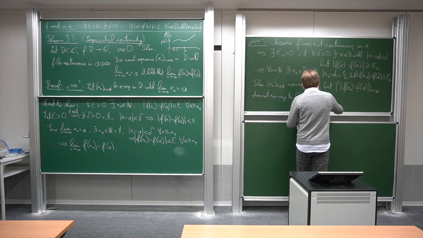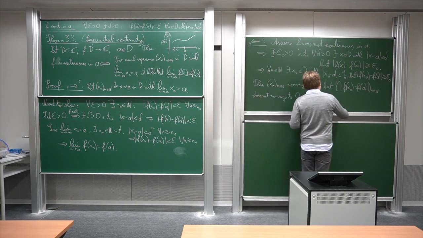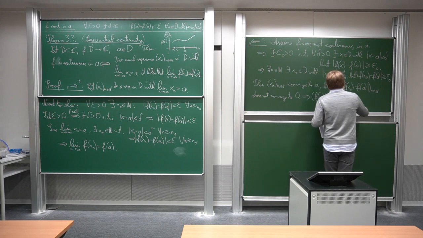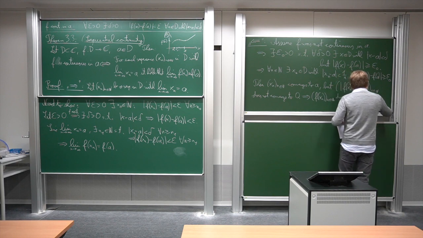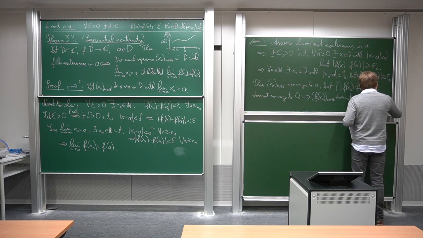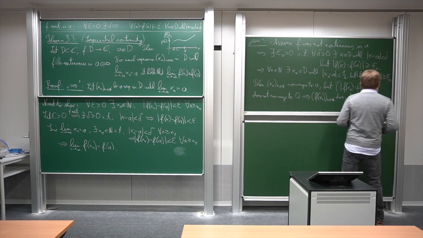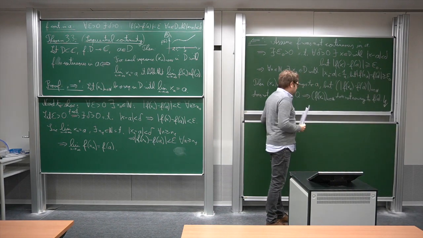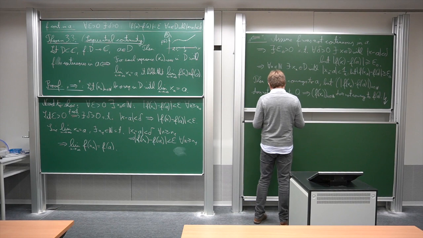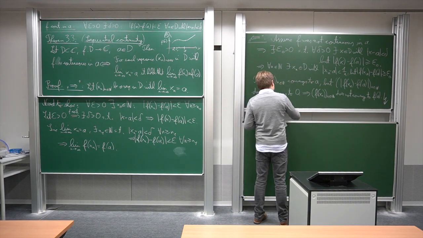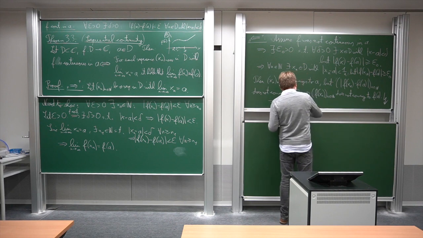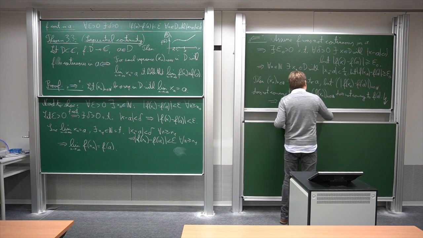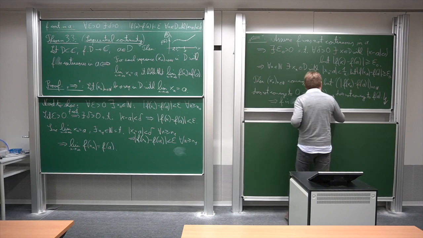And this implies, as I just said, that the sequence f of xn does not converge to f of a, and this is a contradiction, since this violates the assumption that we have made. So this contradicts the assumption, and so it follows that f is continuous in A.